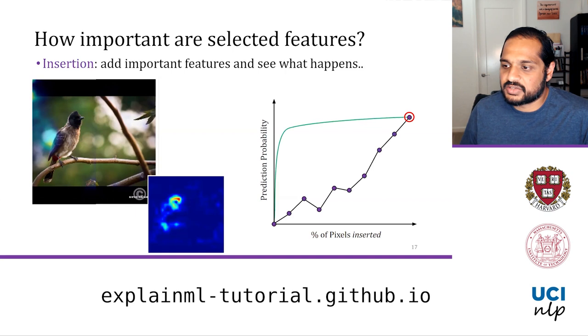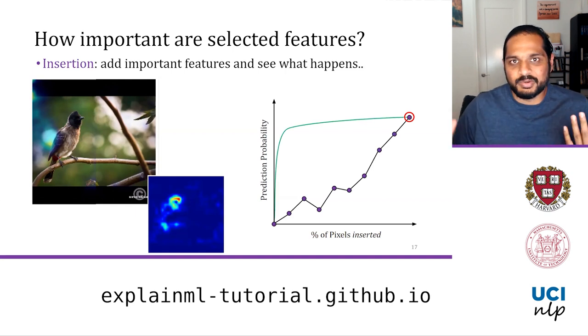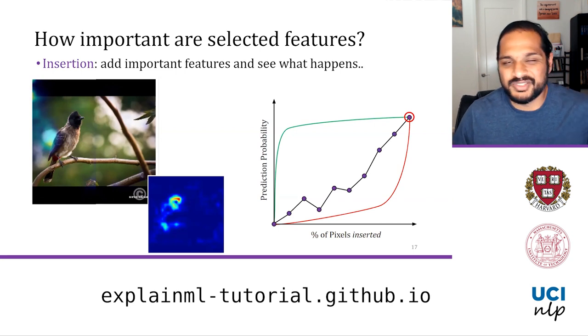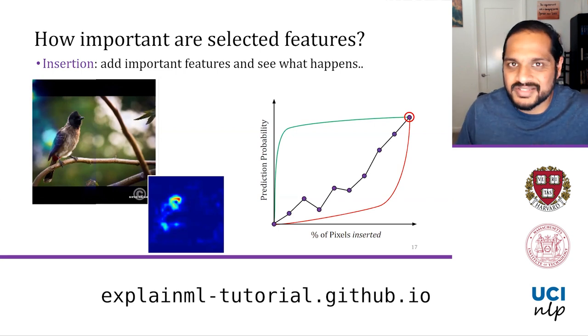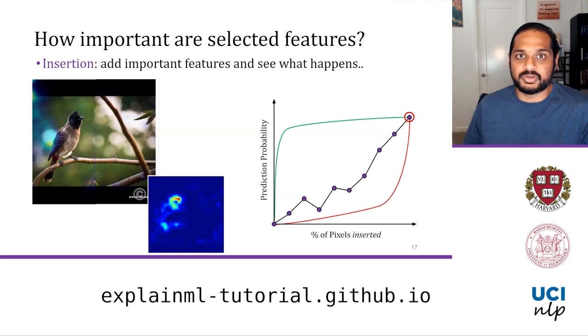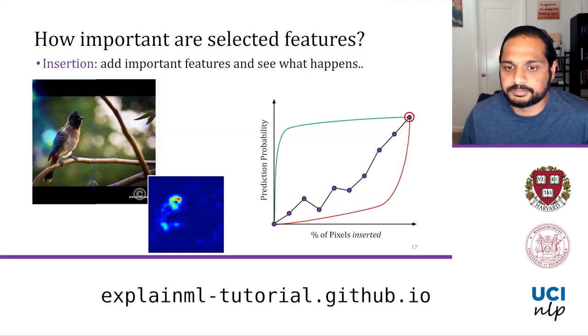And again, in this case, you have a good explanation where this probability increases really fast because of all the features that are important that you've added. And if this curve doesn't increase very fast, that means you're adding features that the model doesn't really care about. And so that's a bad explanation. It doesn't correspond to the model.